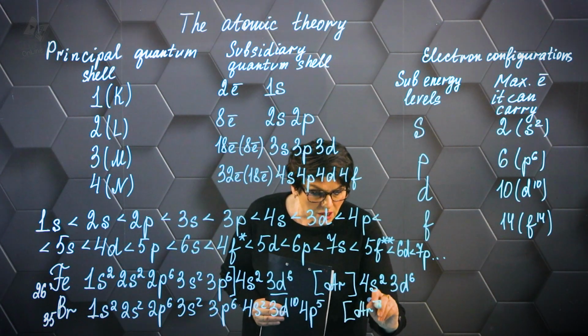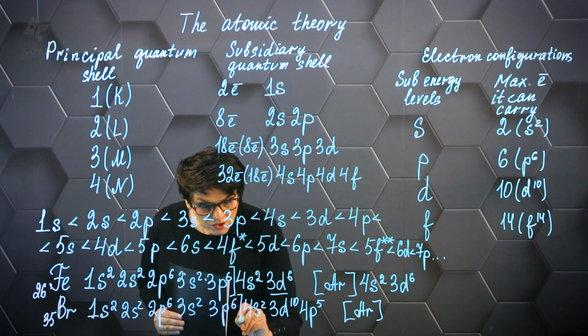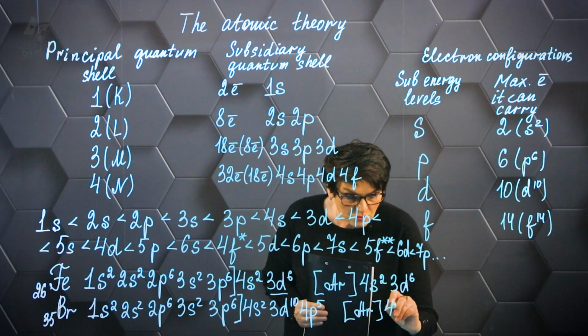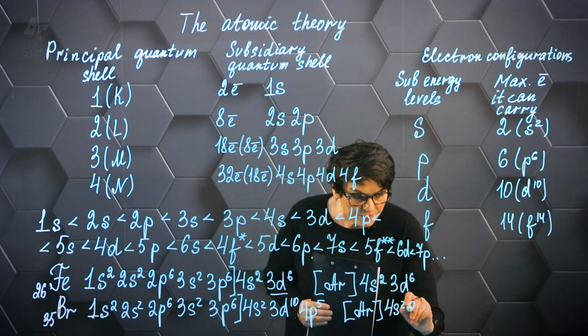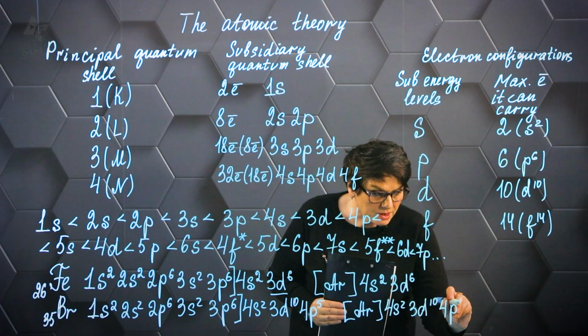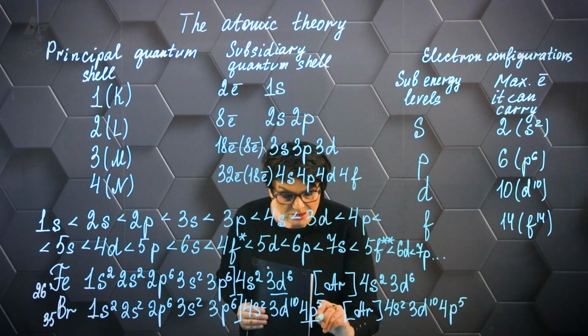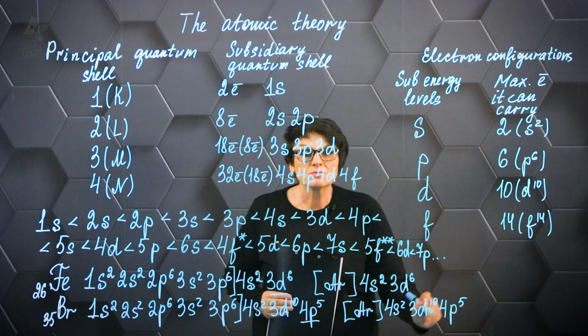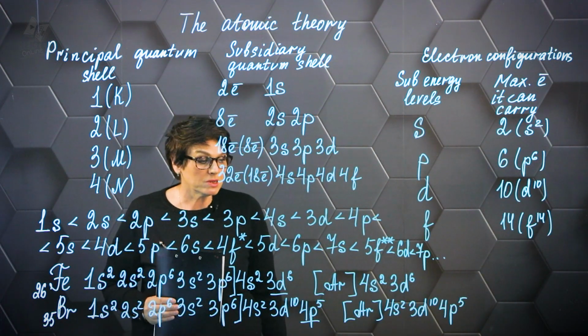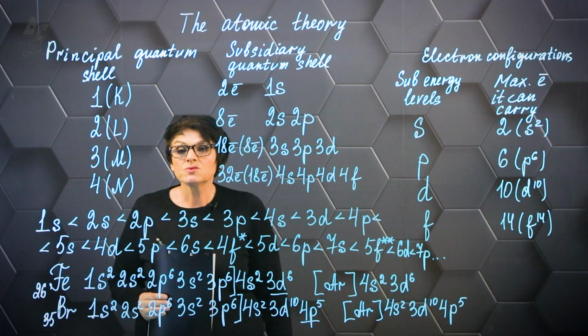Thus, we can write down this entry also shorter. That would be argon in square brackets, and on top of argon are 4s2, 3d10, 4p5. Since the last entry is p, we can say that bromine is a p chemical element and is therefore located in the block called p elements.